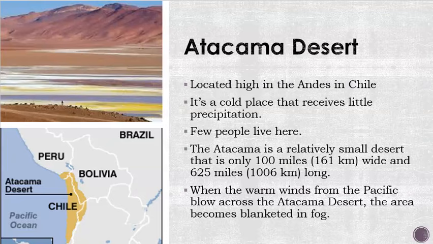Next, we have the Atacama Desert. It's primarily located in Chile, but we do have some areas of Peru and Bolivia in the Atacama Desert. It's located high in the Andes Mountains, and it's a very cold place that receives little precipitation. It is a cold desert. Few people live here. It's relatively small in comparison to the world's other deserts, only about 100 miles wide and 625 miles long. When the warm winds from the Pacific on the west blow across the Atacama Desert, the area can become blanketed in fog.